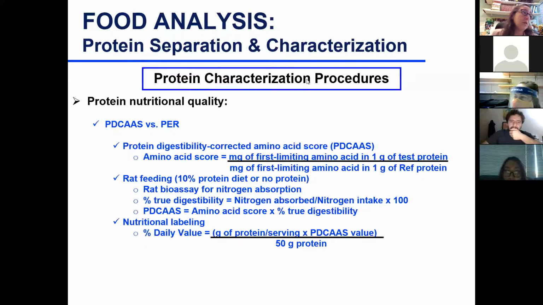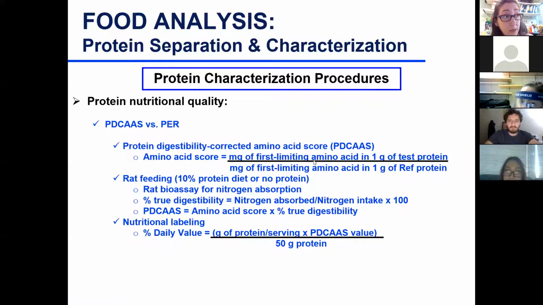In terms of getting not just the amino acid composition, but also the entire nutritional quality, there are 2 assays that are common, PDCAAS and PER. So PDCAAS stands for Protein Digestibility Corrected Amino Acid Score. This score is basically a combination of amino acid score and percent digestibility. The amino acid score here is looking at the amount of first limiting amino acid in 1 gram of test protein.